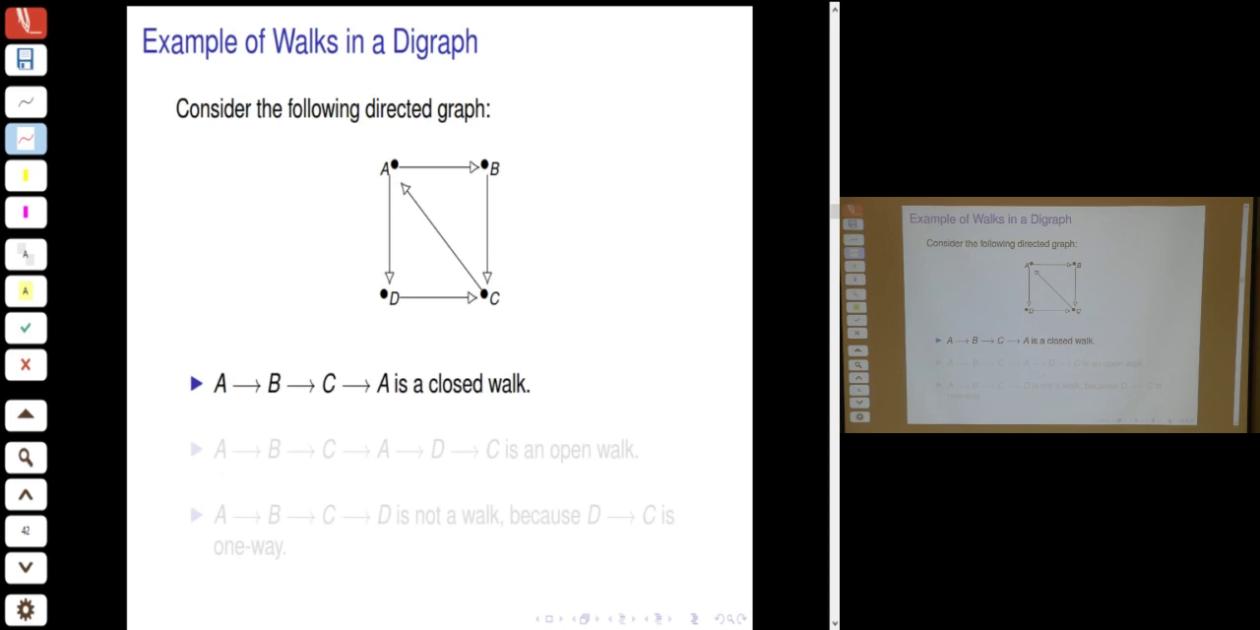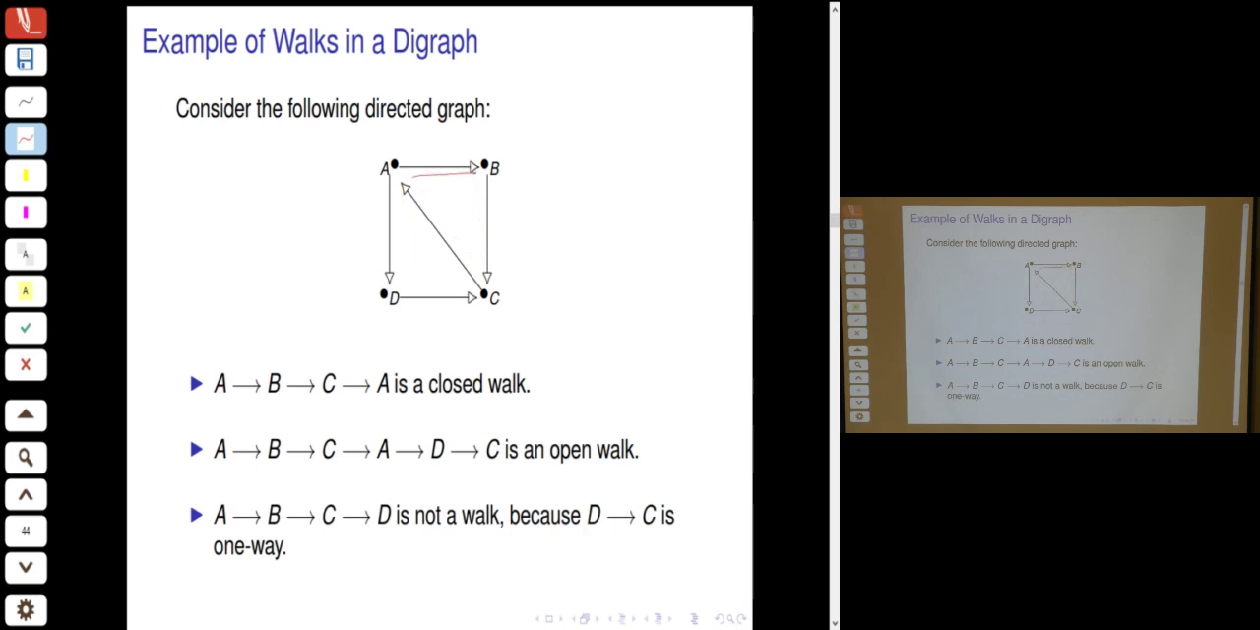So here are some examples of walks in a digraph. Let us consider this digraph in the picture. A to B, B to C, and C to A is a closed walk. A to B to C to A to D is an open walk. And finally, A to B to C to D is not a walk, because in order to make this last step, you have to go against the arrow from C to D, which is not allowed. So this is not a walk.